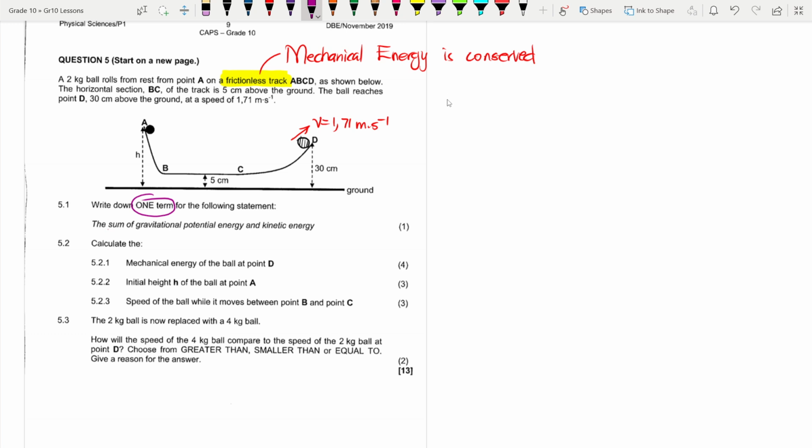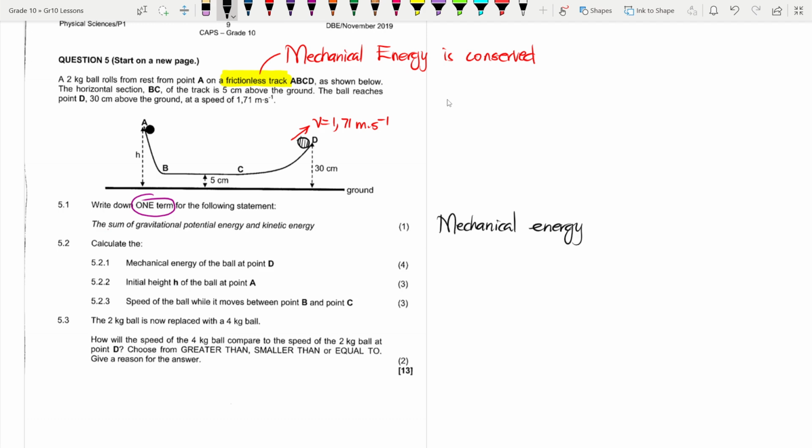Mechanical energy. So the question says we are looking for one term to describe what the statement is about. So in other words, it is the opposite of write the definition of something. In this case, they give you the definition and then they ask you what are we defining. And this definition is mechanical energy. We don't need an equation, but we do need the words. The equation that we were given was correct, but we just wanted a word for this one. So this will be mechanical energy. Good.